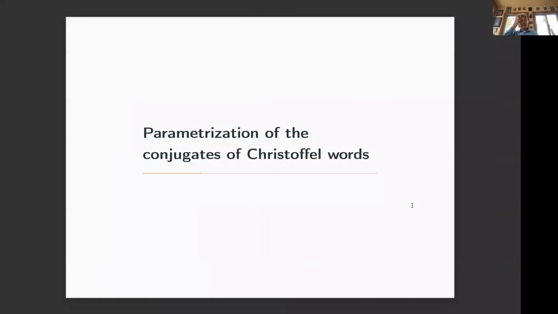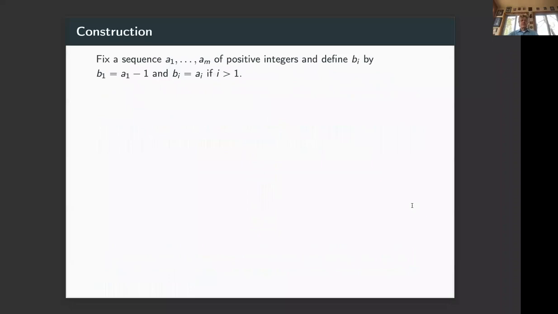Now we come to the actual work. Our work with Jan begins with a parametrization of conjugates of Christoffel words. We fix a finite sequence of positive integers A1, A2, and for technical reasons we define another sequence B1, B2, which is the same except for the first element, which is one less. So B1 could be zero: B1 equals A1 minus one, and the other Bi are the same as the Ai.